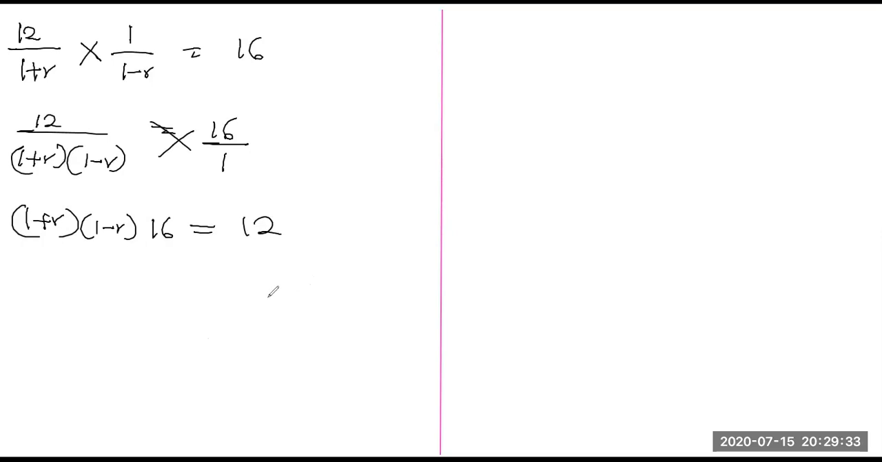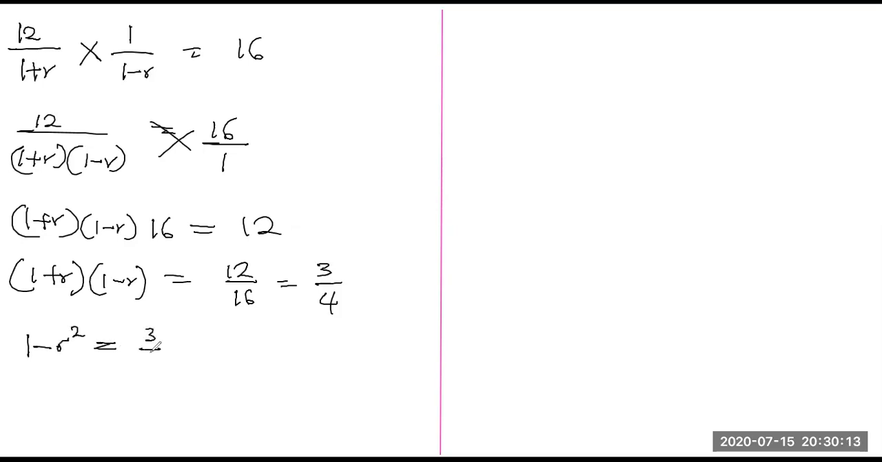Then in our next stage, we remove this 16 from the difference of two squares. We're going to have 1 plus R bracket 1 minus R equals 12 over 16. And of course, 12 over 16: 4 goes into 12 three times, and 4 goes into 16 four times, so we have 3 over 4. This is the difference of two squares. The first one plus the second one, the first one minus the second one, gives the first one squared minus the second one squared. So we now have 1 squared minus R squared equals 3 over 4.